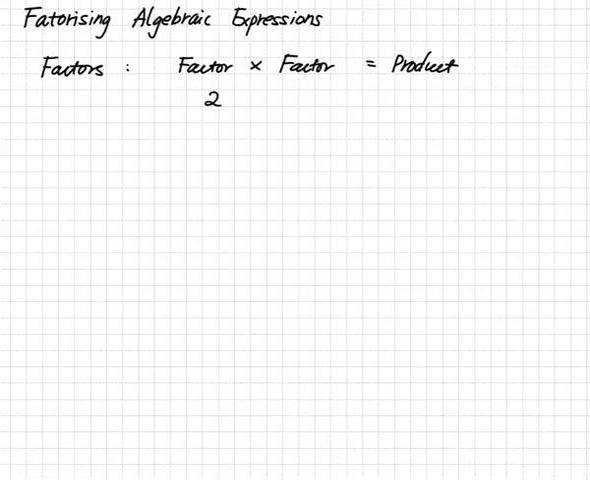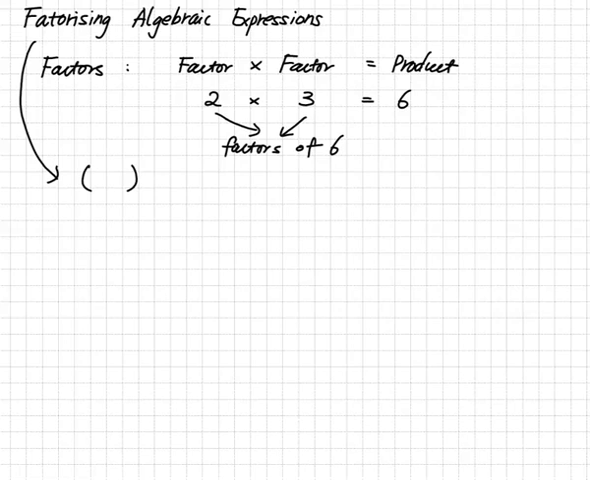So for example, if I have 2 times 3, that equals 6, and we say both 2 and 3 are the factors of 6. Factorizing algebraic expressions actually means that we are going to do something so that the end result is something times by something. Let's have a look at this example here.